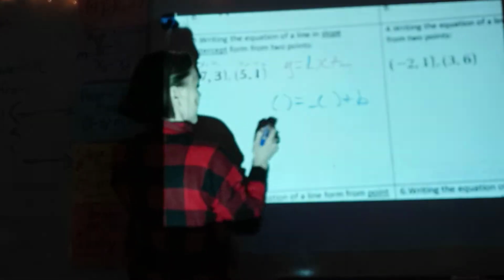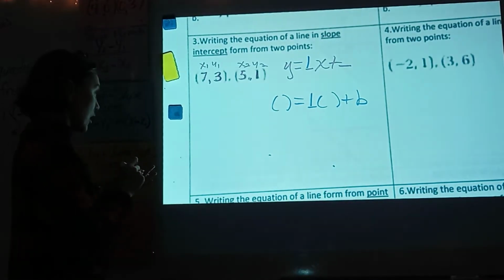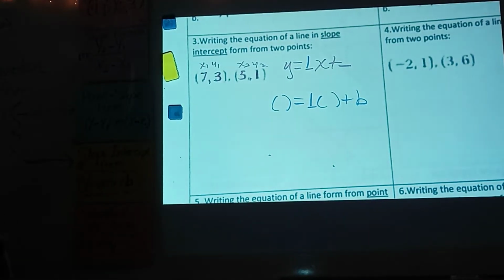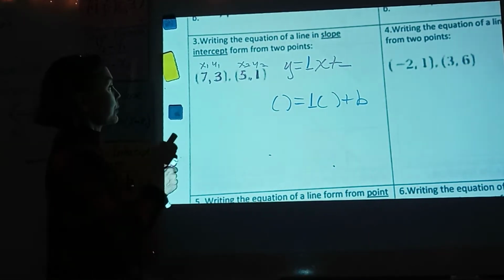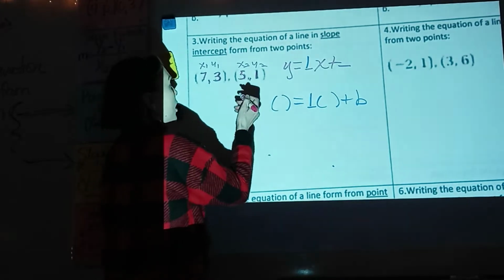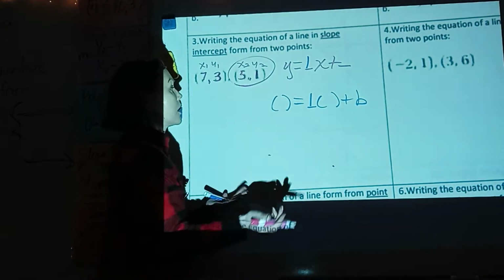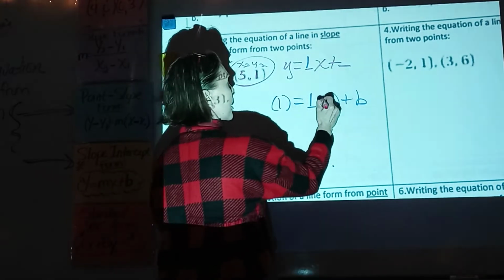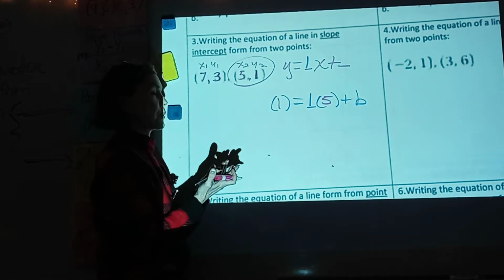Okay, we just said that the slope was 1, so let's put 1 there. And then we have to pick one of the points. I always say choose the point that has the smaller numbers, so let's just choose that one. So our y value goes here and our x value goes here, and we just solve for b.